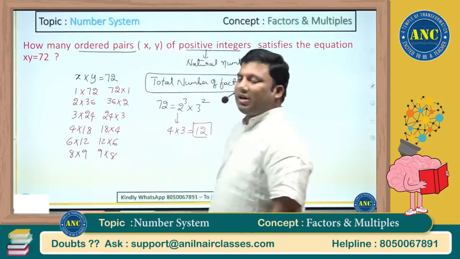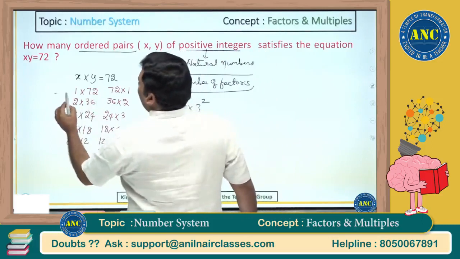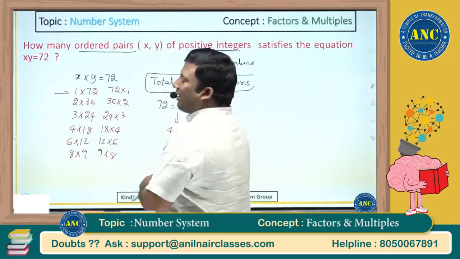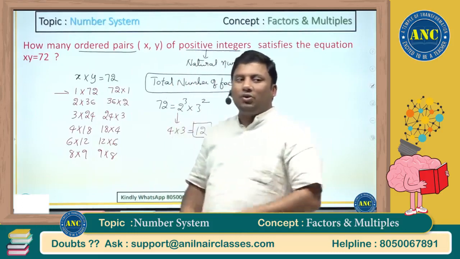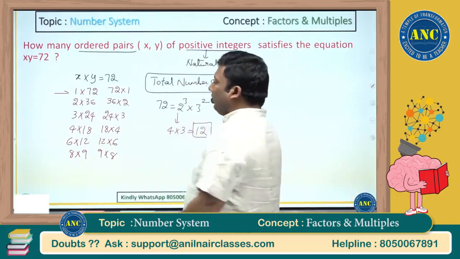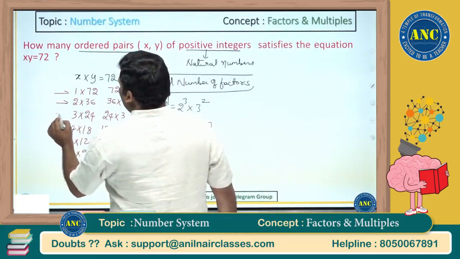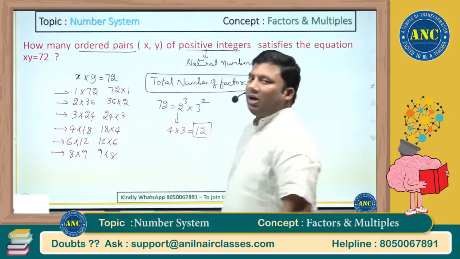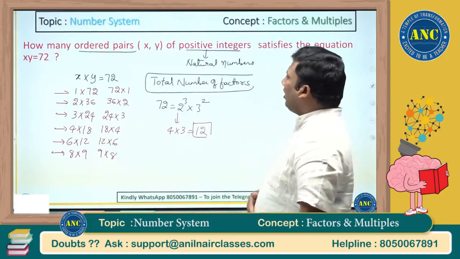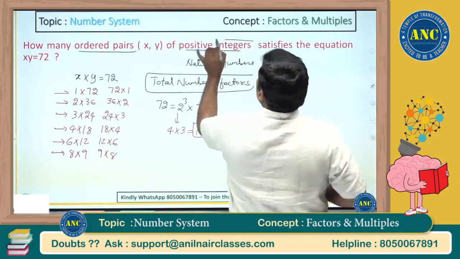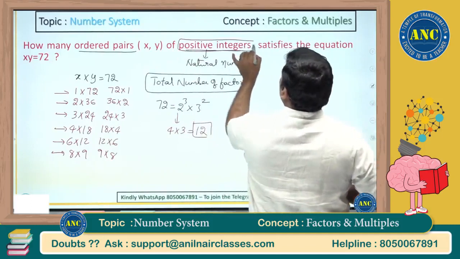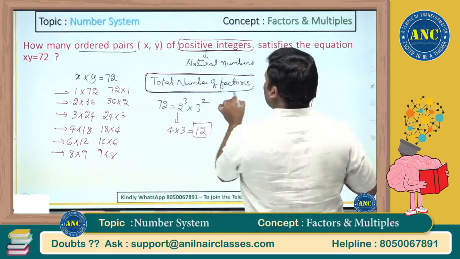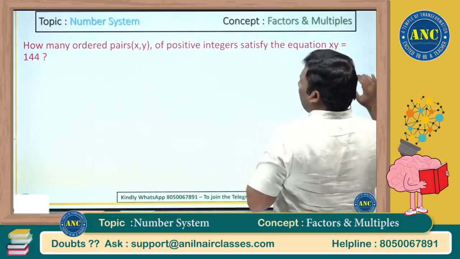Total, see how many cases we got. X is taking 1, Y is taking 72. Second case, X is taking 72, Y is taking 1. Both are two different cases. 2, 4, 6, 8, 10 and 12. How many ordered pairs X and Y of positive integers? Integers which are positive are called natural numbers. The answer is the total number of factors.